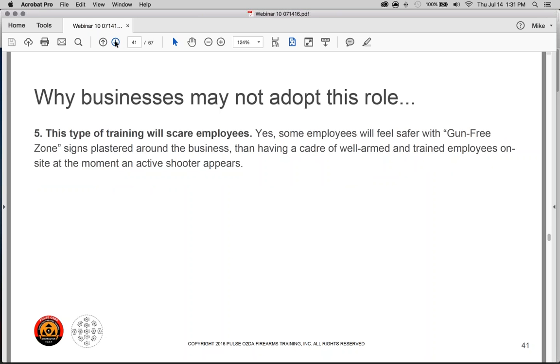Last but not least, in our favorite, this type of training will scare employees. Yes, some employees will feel safer with gun-free zone signs plastered around the business. They will feel safer with the signs than having a cadre of well-armed and trained employees on site at the moment an active shooter appears.